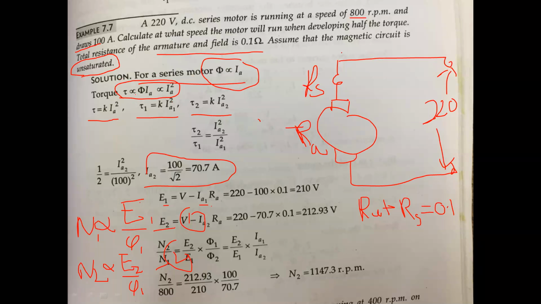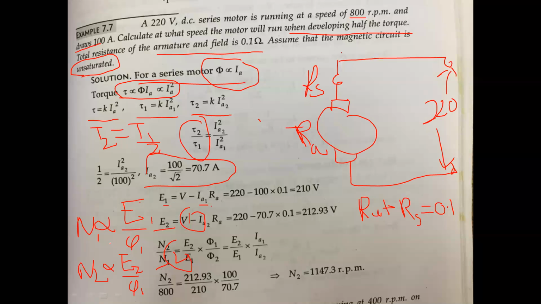We know that torque is proportional to flux and armature current. Flux is proportional to armature current, therefore torque is proportional to Ia square. So T1 is proportional to Ia1 square, T2 is proportional to Ia2 square. T2 equals T1 by 2, since it develops half the torque, so T2 is replaced with half of T1. From this we calculate the Ia2 value, that is 70.7. Then calculate the E1 and E2 values.